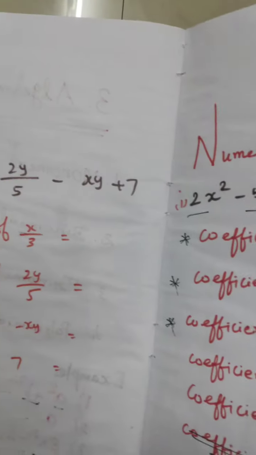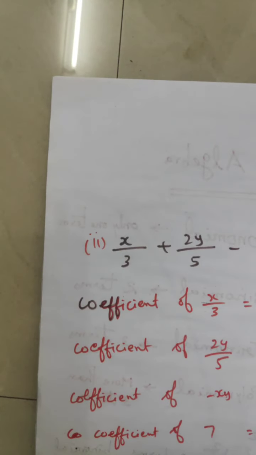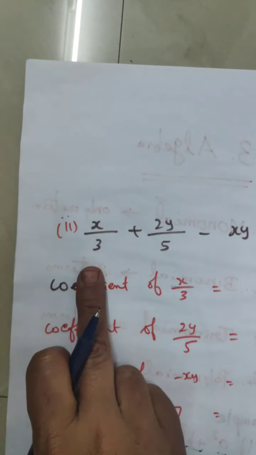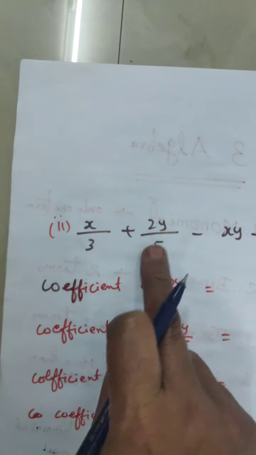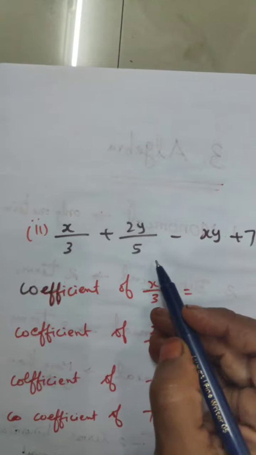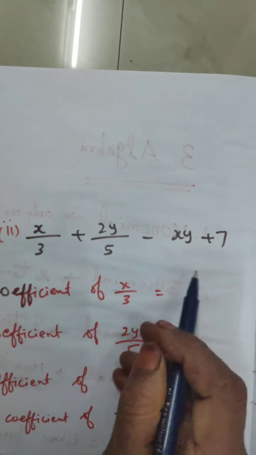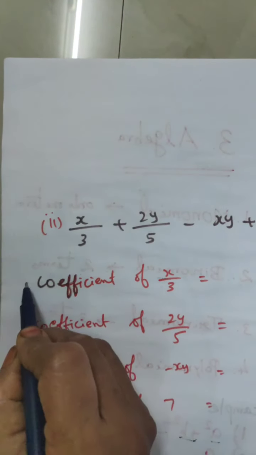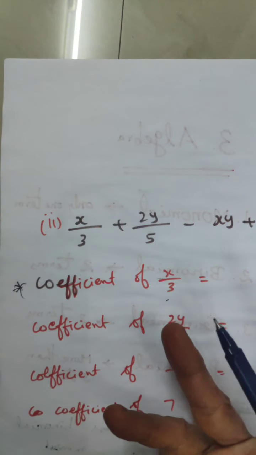Next example sum, you see. The second question: x/3 + 2y/5 − xy + 7 is the second example sum. So the coefficient of x/3 is, what is the answer?